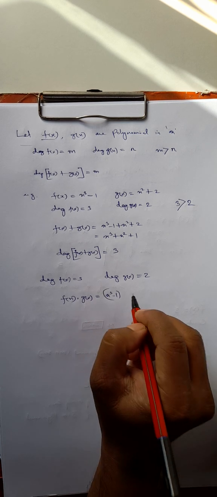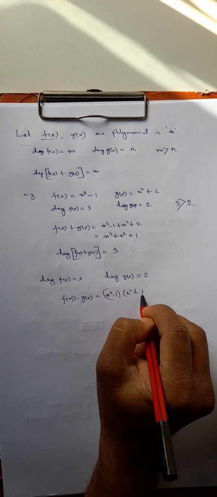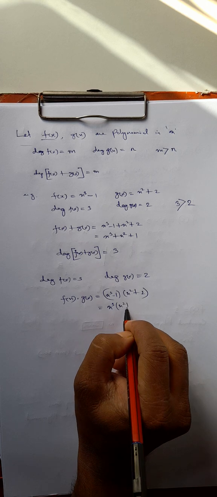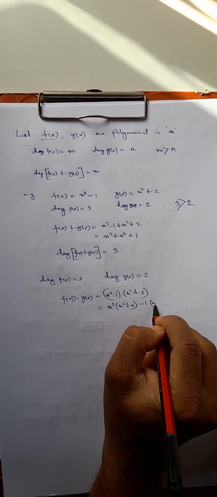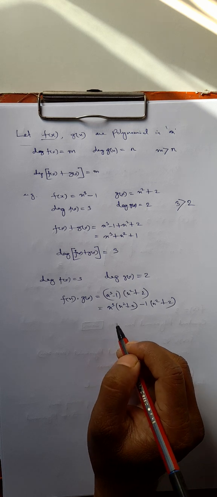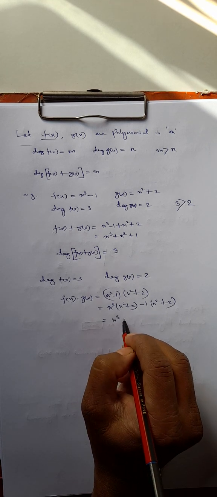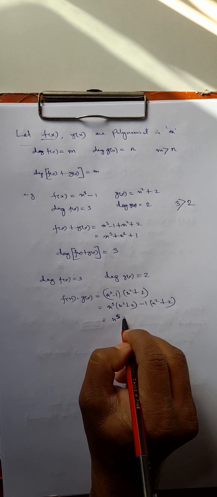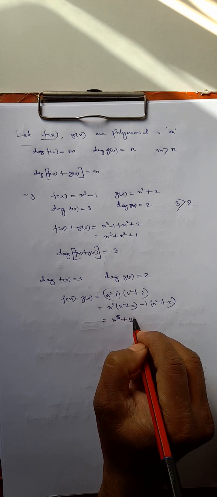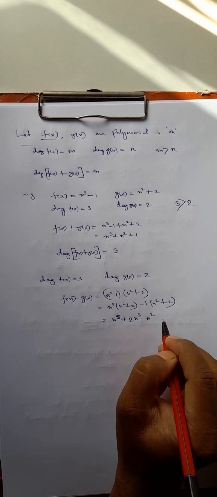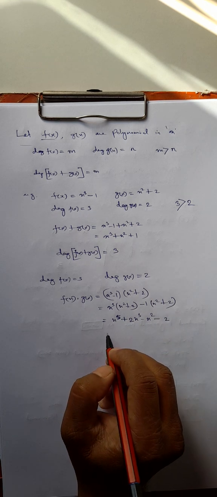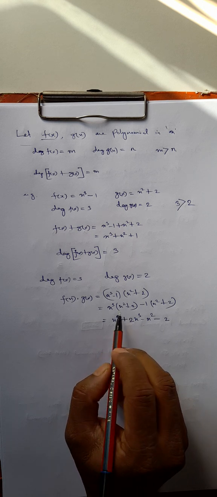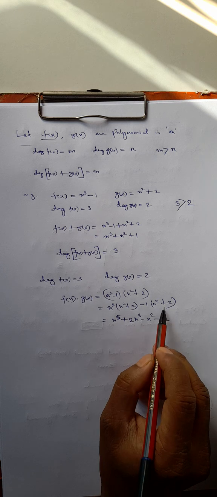x cube minus 1 into x square plus 2. This means x cube into x square plus 2 minus 1 into x square plus 2. Then simplifying this, we find x cube into x square, x to the power 5, plus twice of x cube, minus x square, minus 2, right?